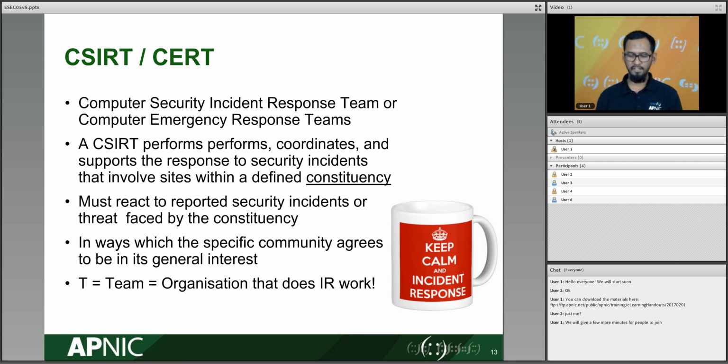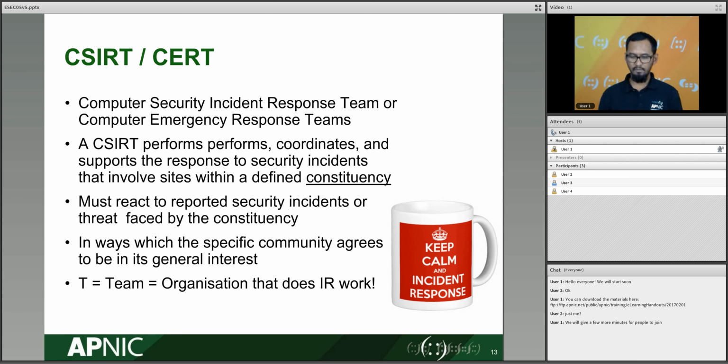Okay, so what is a CSIRT? CSIRT is short form for Computer Security Incident Response Team. In some cases, you may have heard of the word CERT, Computer Emergency Response Team. I've seen some organizations use the word CIRT, Computer Incident Response Team. I've also seen where the R means readiness, Cyber Emergency Readiness Team. So there are variations of it, but the spirit is that this is a unit or a function that deals with or responds to security incidents. It performs, coordinates, and supports the handling of security incidents that involve sites within a defined constituency. I'll talk about this later on.